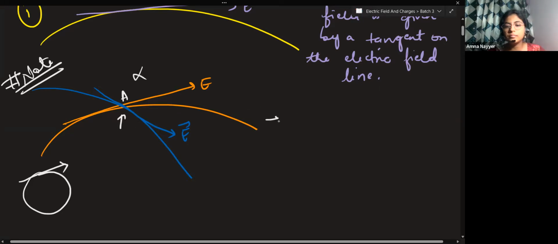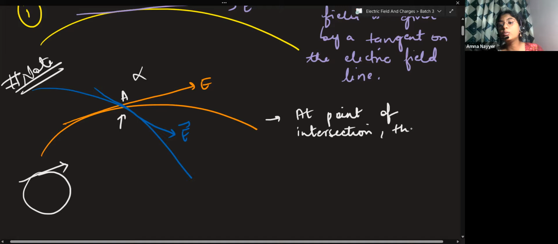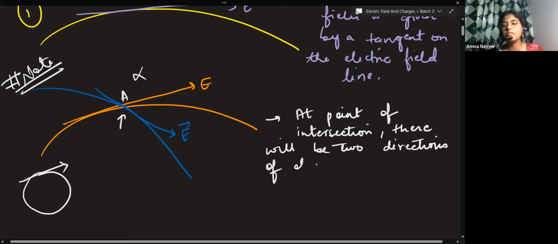Because at the point of intersection, there will be two directions of electric field, which is physically not possible.